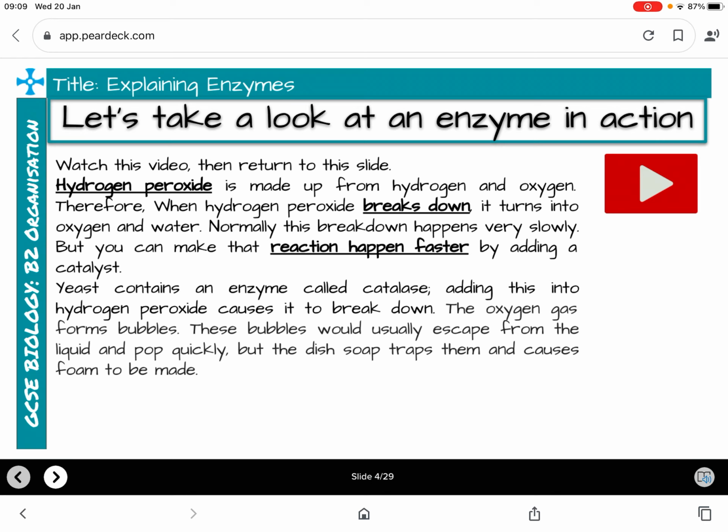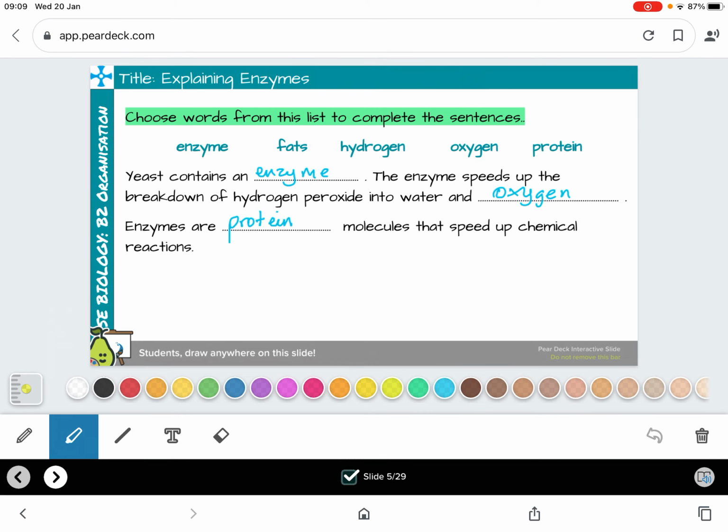So often we can use yeast. Yeast is a living type of cell and it has catalase inside it, but you could also use small pieces of liver or potato or different kinds of chemicals that will have the same effect, speed up that reaction. Okay, and then you were asked some questions about that reaction.